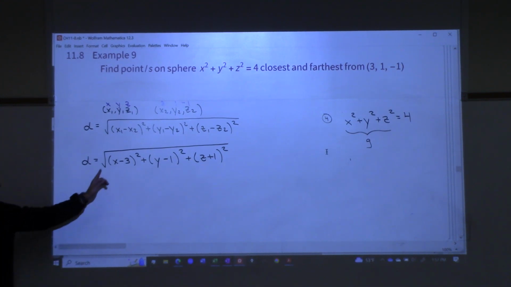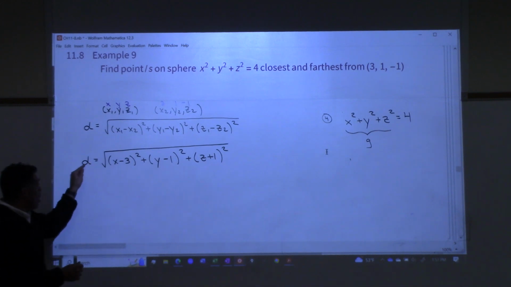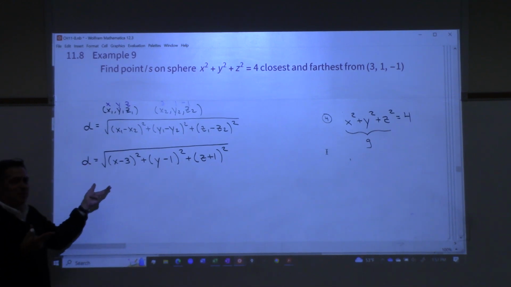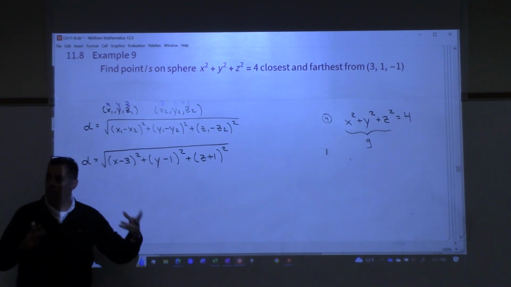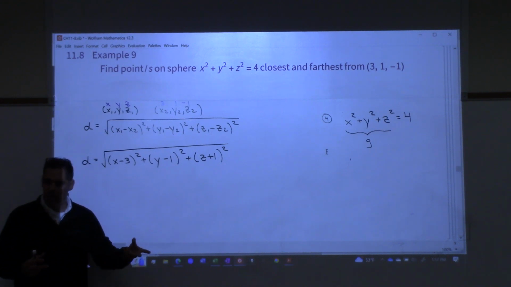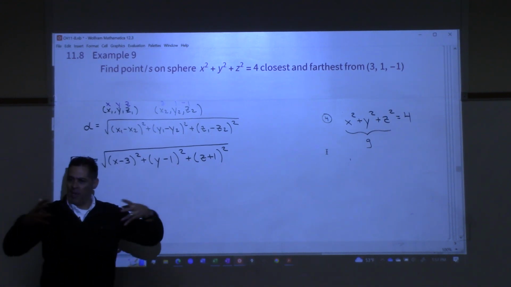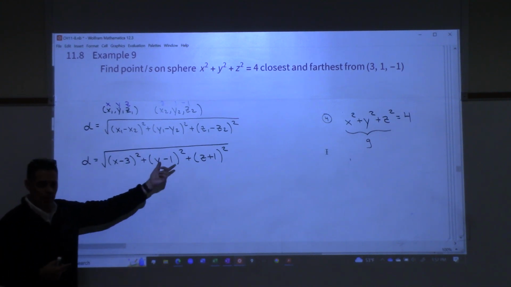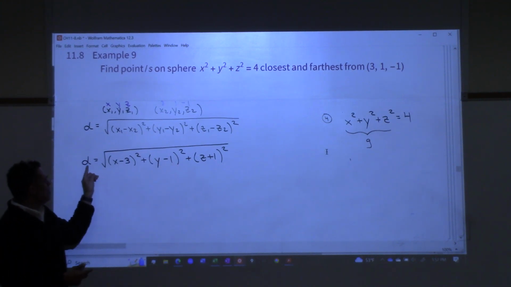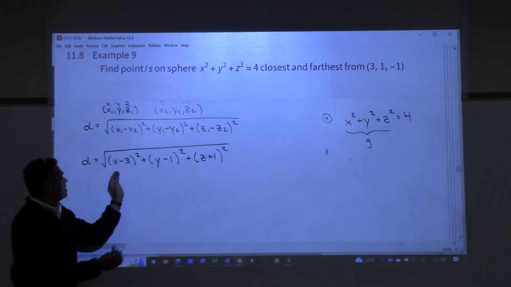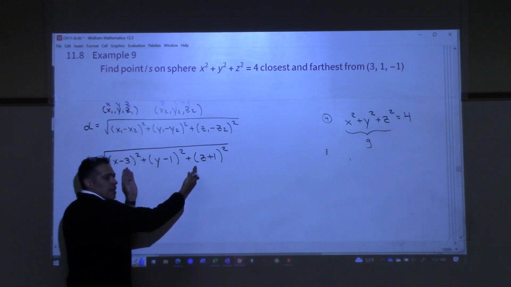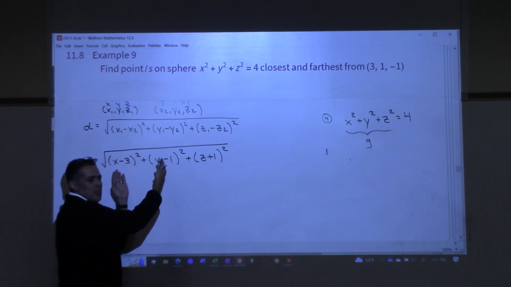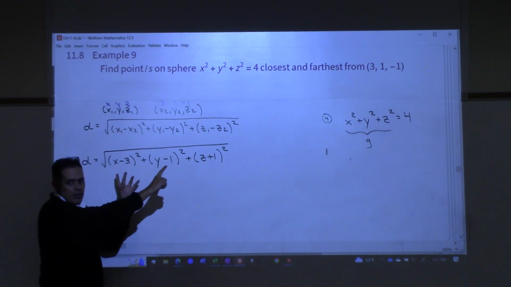Whatever x, y, and z makes this the smallest would be the same x, y, and z that makes this without the square root the smallest. Whatever x, y, and z makes this the biggest would be the same x, y, z that makes that the biggest if you take the square root out. So to maximize this means to maximize the radicand. To minimize this means to minimize the radicand, that thing under the root.